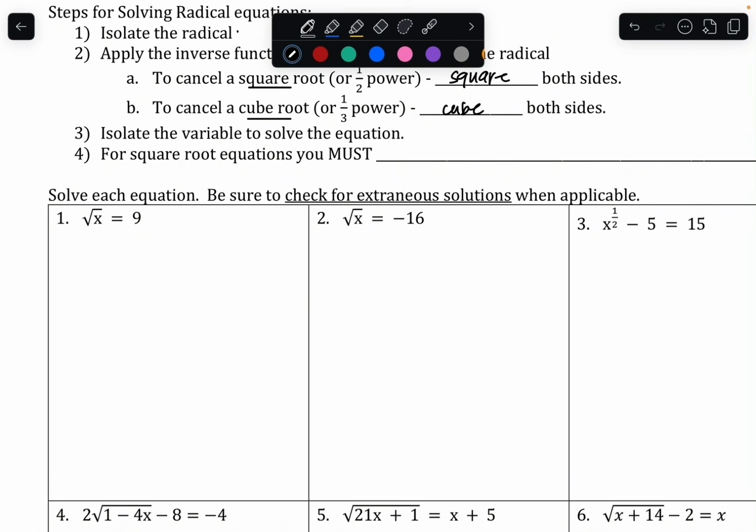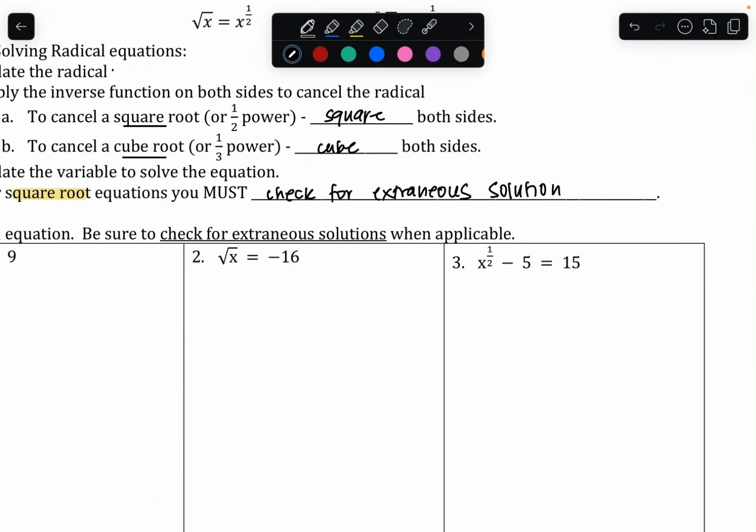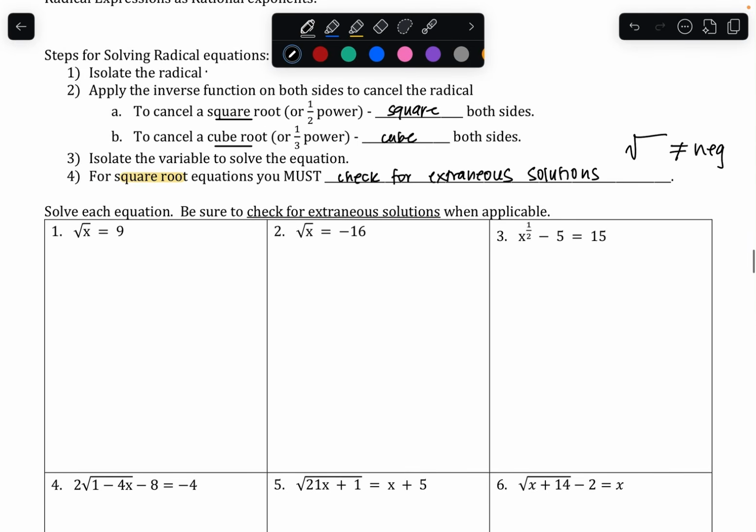Something we have to remember for square root is that you must check for extraneous solutions. The main thing you have to remember is that a square root cannot equal a negative number. A positive square root cannot equal a negative number.